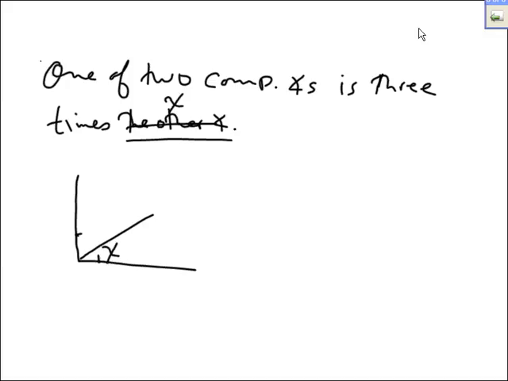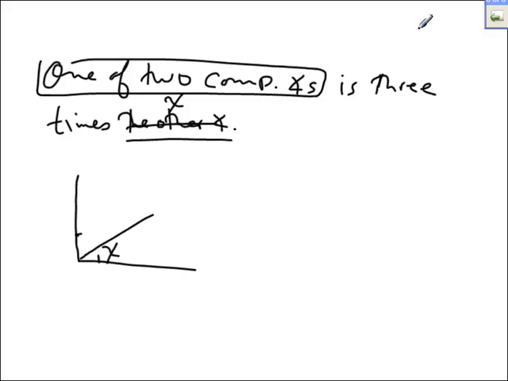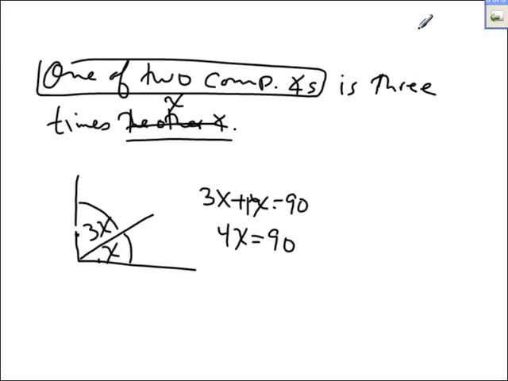One angle is 3 times x. So I have the 2 angles in terms of x. I know that their sum 3x plus x is 90. That is 4 times x is 90. x is the same as 1x. If you have 3 x's and somebody gives you another x, well, now you have 4 x's. If you divide by 4, you'll get x all by itself.